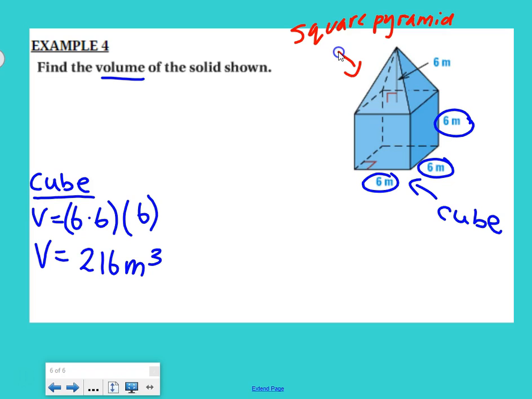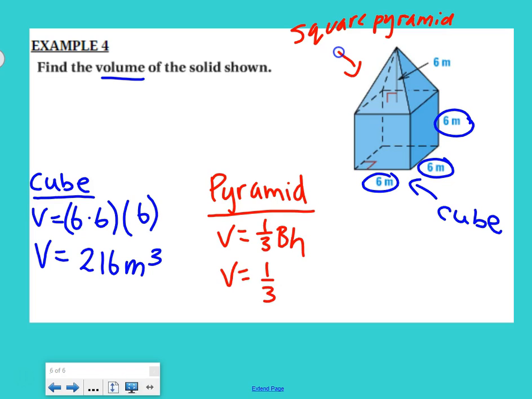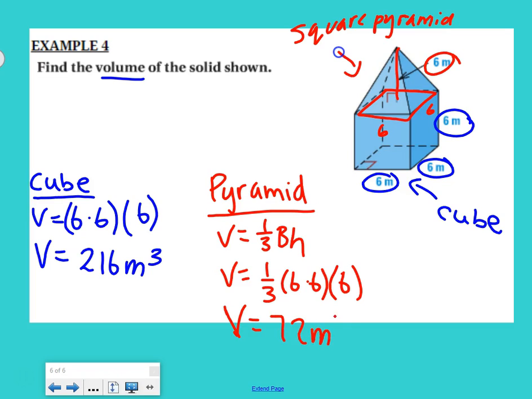Then if we do the volume of the square pyramid, our formula for the volume of the pyramid is 1/3 area of the base times the height. It's got the same base as the cube, so that square 6 by 6. So it's going to be 6 times 6 times the height. It also has a height of 6. So our volume is going to be 1/3 times 6 times 6 times 6, which gives us 72 meters cubed.